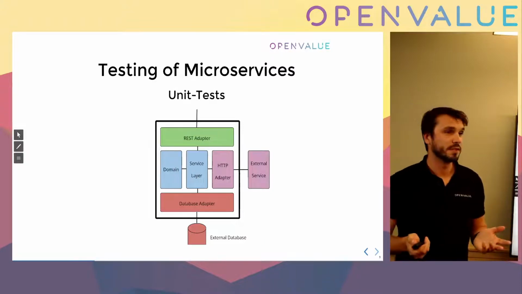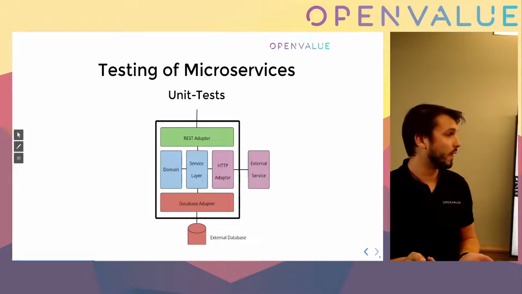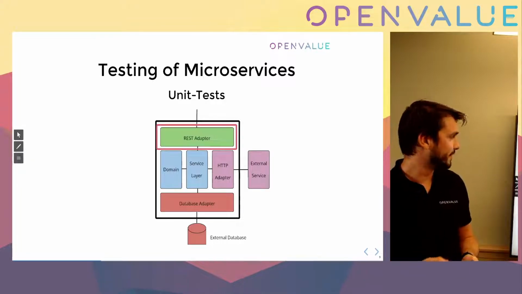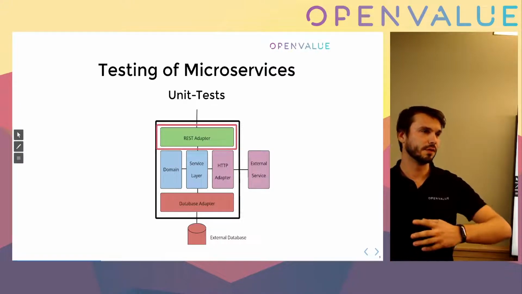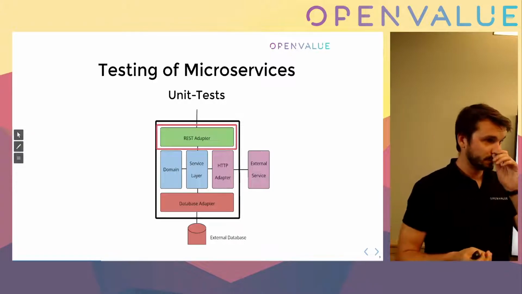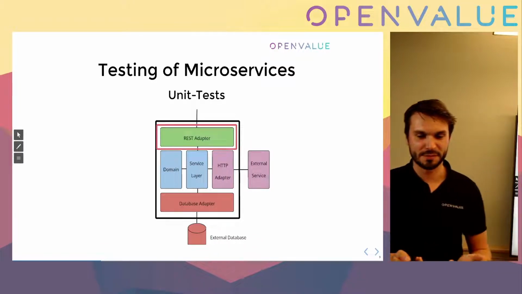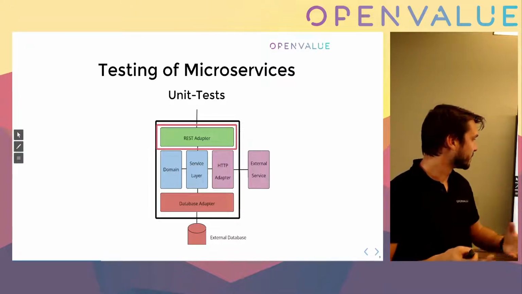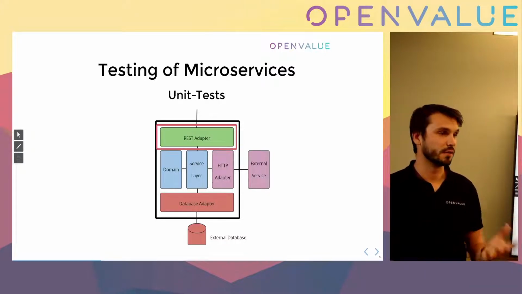We start with the smallest kind of test we know. It's unit testing. And depending on the framework we use, we're able to test the REST adapter as a unit test. It depends on your framework, so maybe you're just able to test it as an integration test. It's also fine, but I think you'll get it. The same applies to the domain and the service layer. They are independent. They have no external connections. You can just mock the adapters and have nice and clean unit tests.